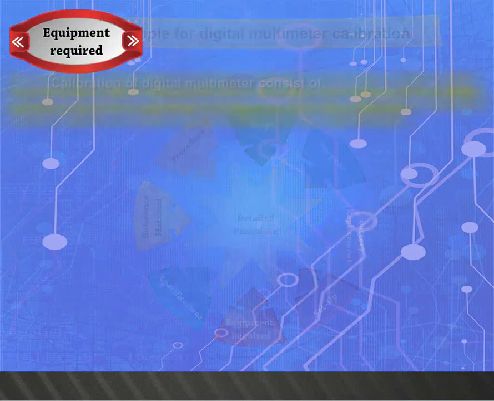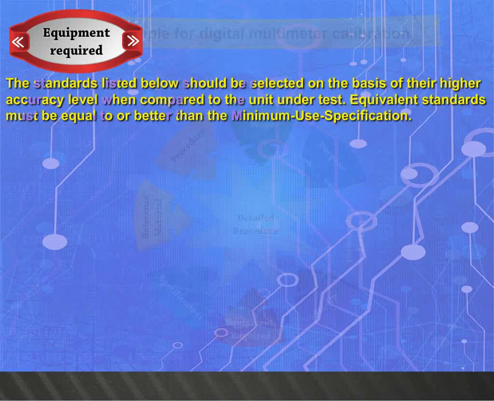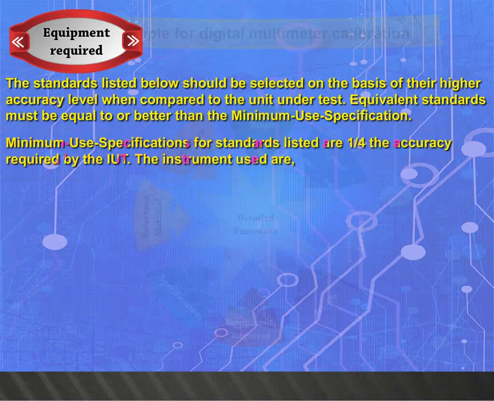Equipment required. The standards listed below should be selected on the basis of their higher accuracy level when compared to the unit under test. Equivalent standards must be equal to or better than the minimum use specification. Minimum use specifications for standards listed are 1/4 the accuracy required by the IUT.